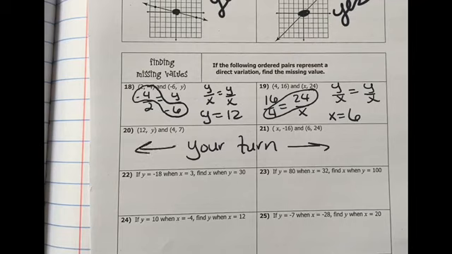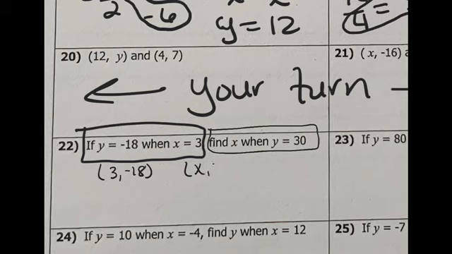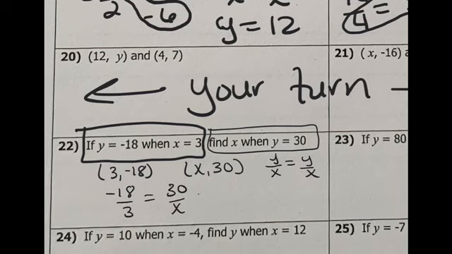Okay. Now when we take a look at 22, it looks a little different, but it's really not. So we looked at if y equals -18, then x is 3. And then we'll find x when y equals 30. So we're going to set up our ordered pairs, which would be 3, -18, and x and 30. So now it looks like one we did previously, and we're able to use the same proportion. Y over x is equal to y over x. And therefore, we get -18 over 3 is equal to 30 divided by x. Go ahead and pause the video, and you can finish the rest of these out.